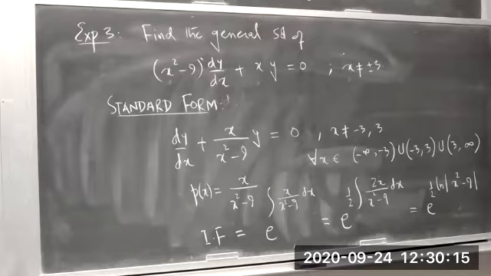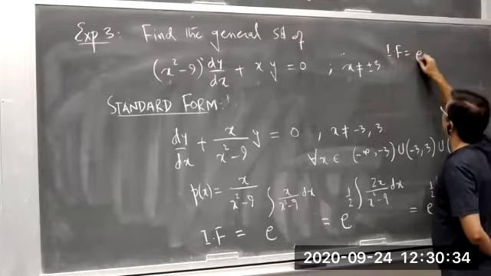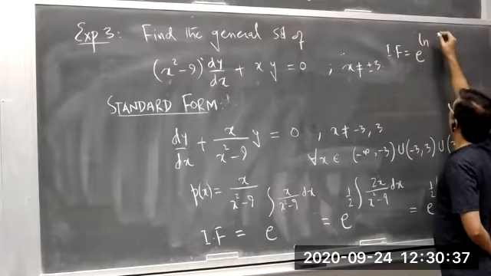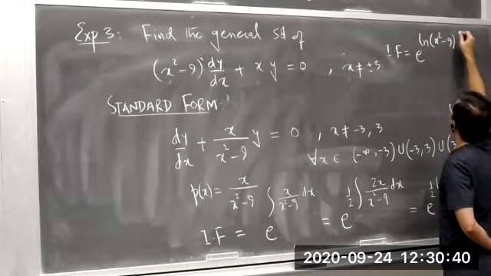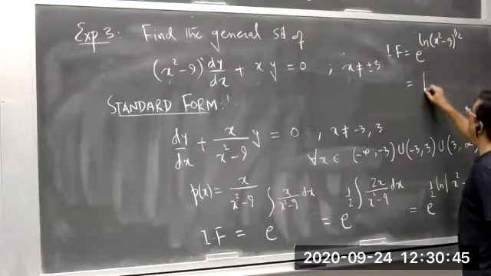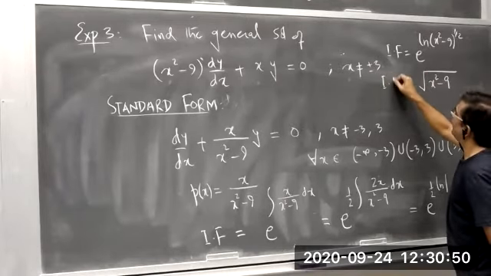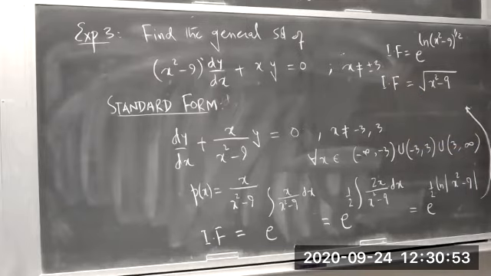Now look here, using the property of natural log, we can take the 1 by 2 into the power. Then the integrating factor will be e raised power natural log of x square minus 9 to the power 1 by 2. Now e and log cancel, and you get square root of x square minus 9. This is your integrating factor.